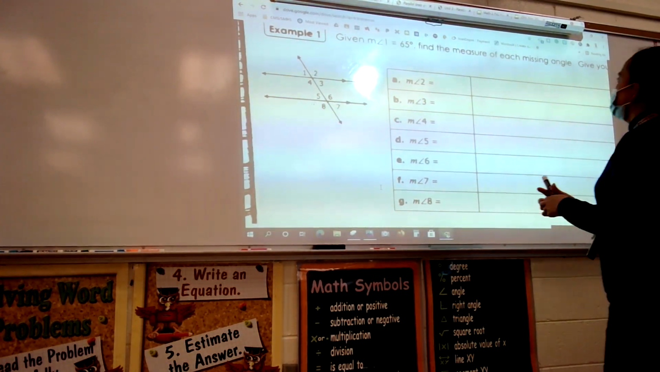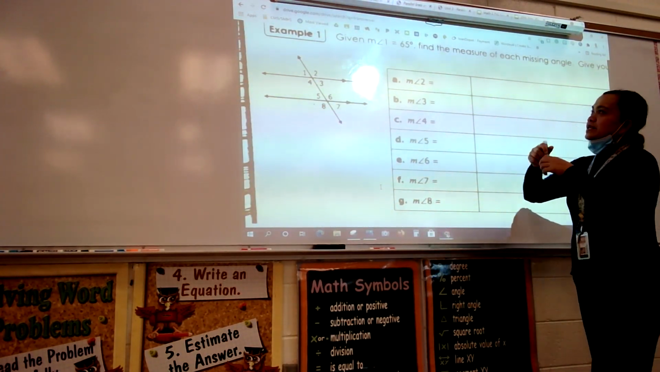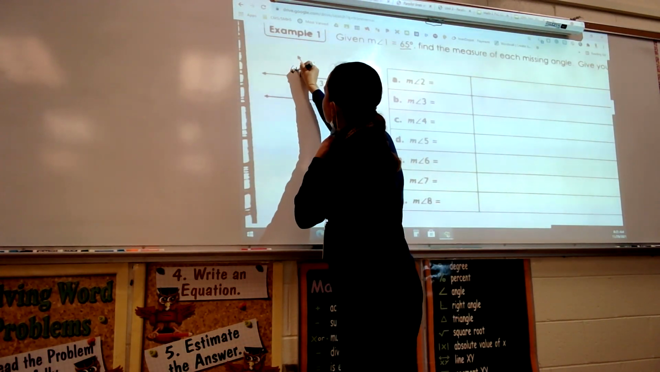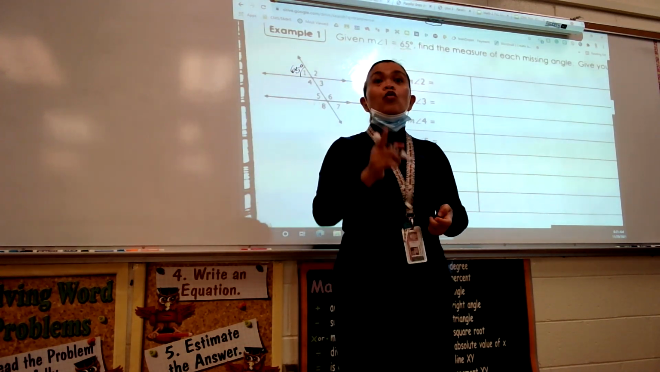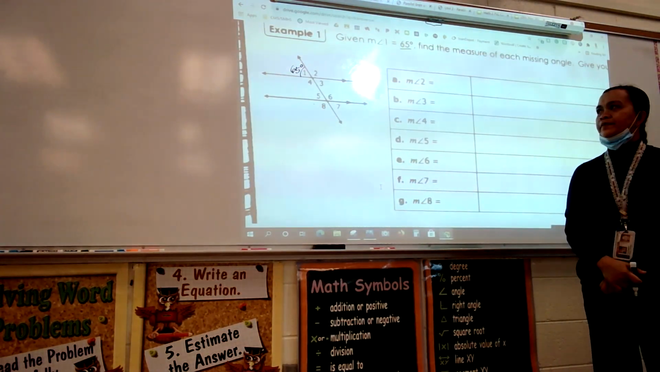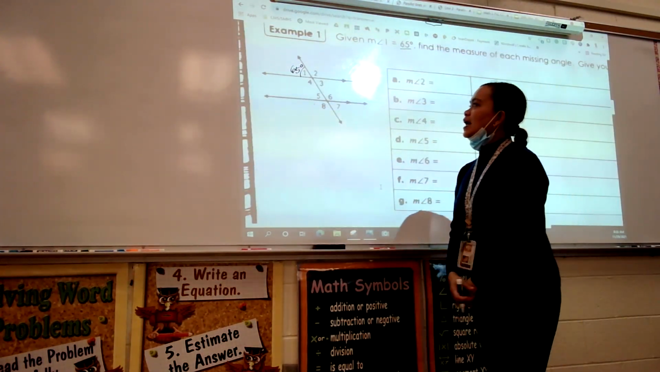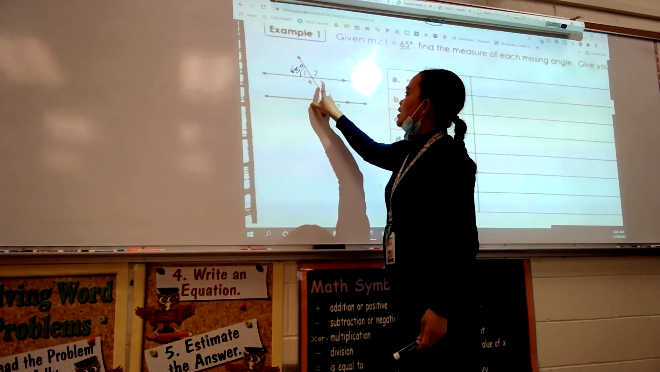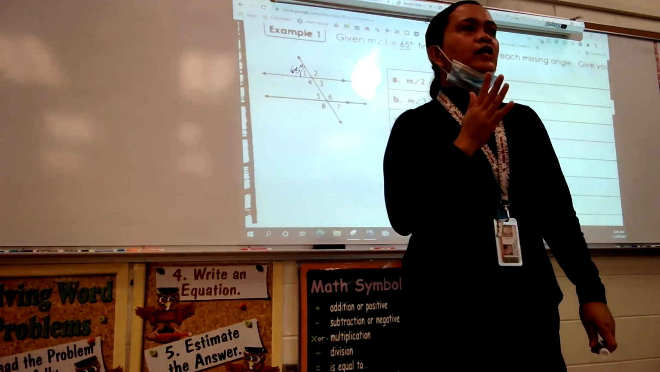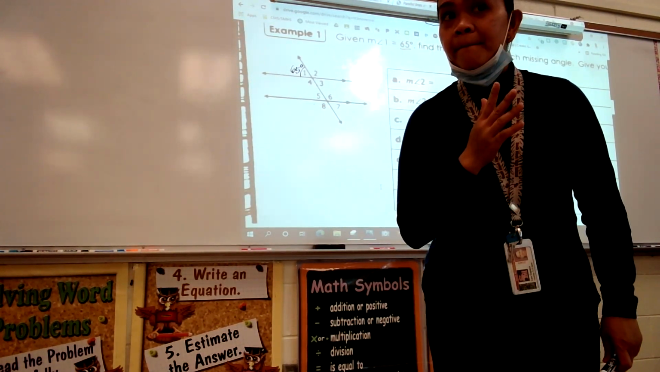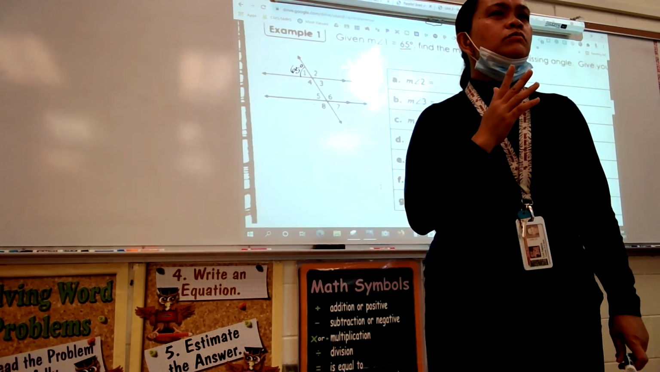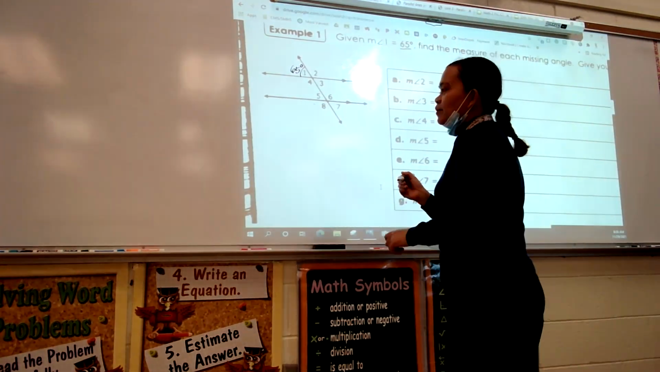Alright, now listen here. It says angle 1 is 65. Angle 1 is 65 degrees. We need to label every single measure of this number. Now, what type of angle is angle 1 and angle 3? What angle relation? Vertical. Vertical angle. Do you remember vertical angle?